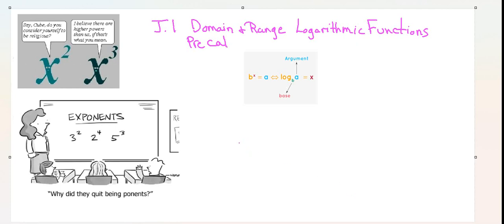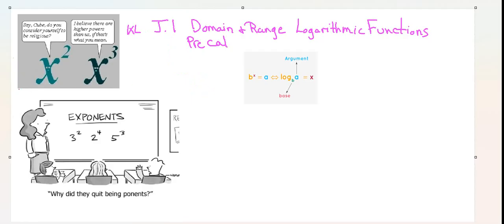Well, hello there. This is Miss Becky again, and today we're going over IXL section J1, talking about the domain and the range of logarithmic functions for pre-calculus.